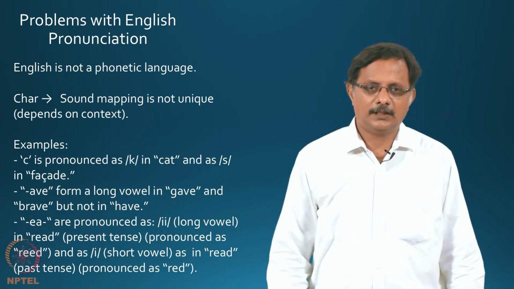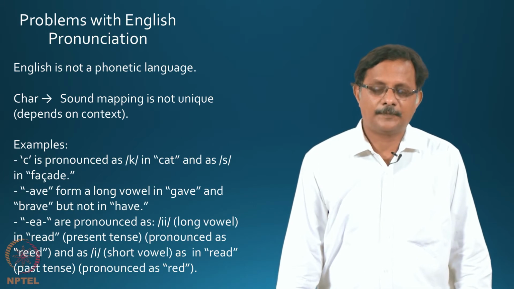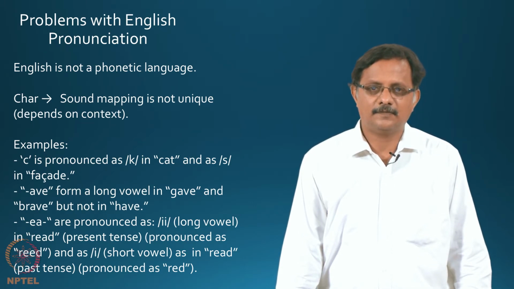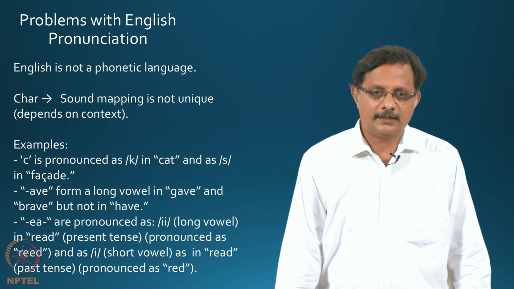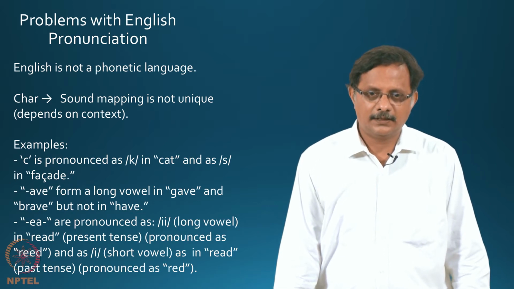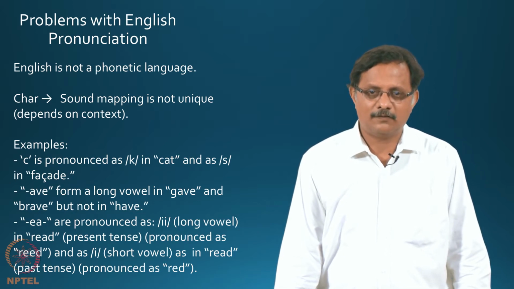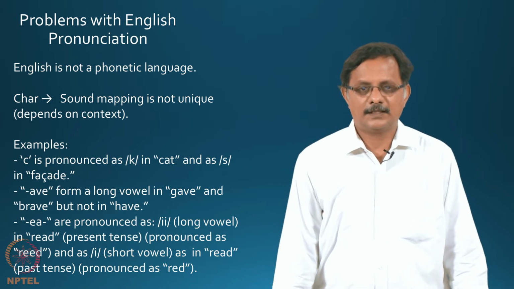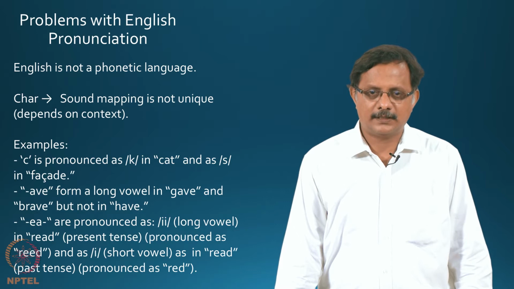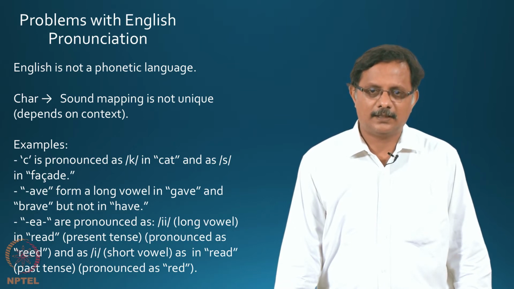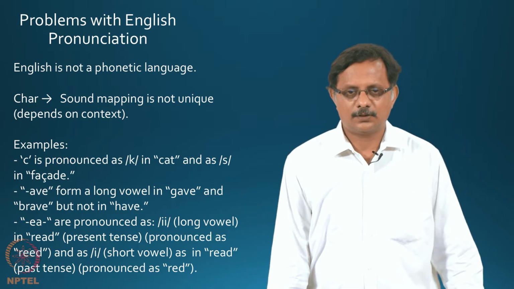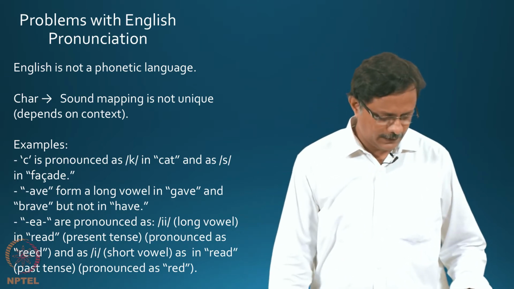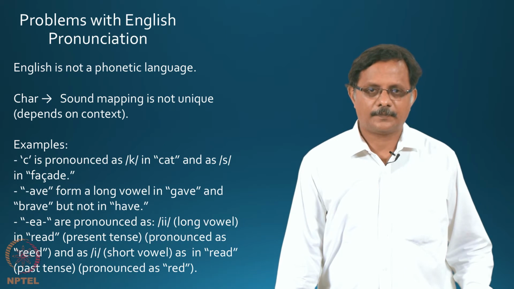For example, C is pronounced as k in cat and as s in facade. If you look at the letters A, V, E, that letter string is pronounced as ave as in gave or brave, but as av as in have. Similarly, the letters E, A are pronounced as ee as in read, or as eh as in read. So there is a lot of difference from context to context.